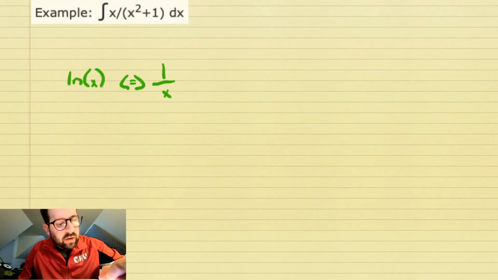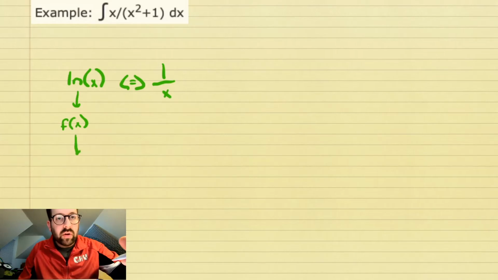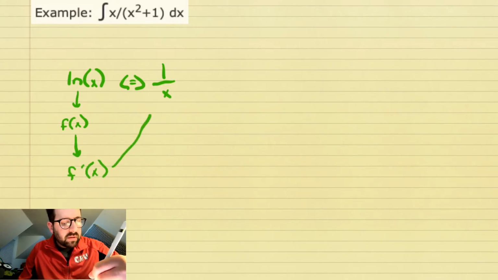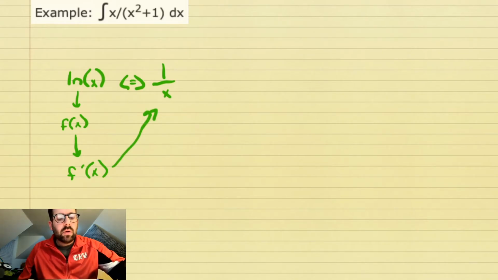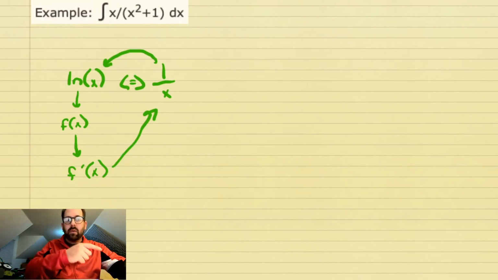The natural log of x. Let's say this is my function. If I take the derivative of it, so this would be f prime, I'm taking the first derivative. That's what gives you this. So the derivative of natural log is 1 over x. That means the antiderivative of 1 over x is this. So if you want to go back to the original problem.